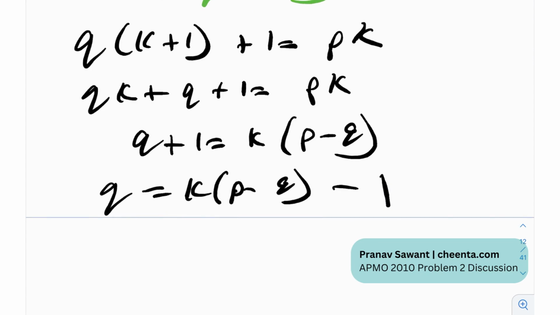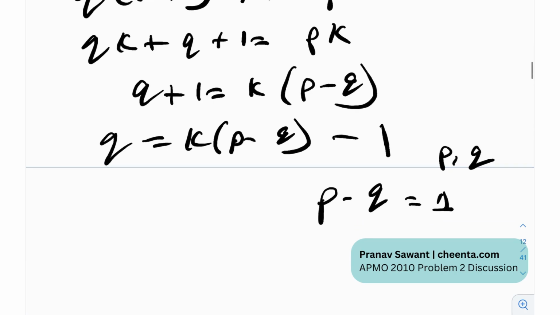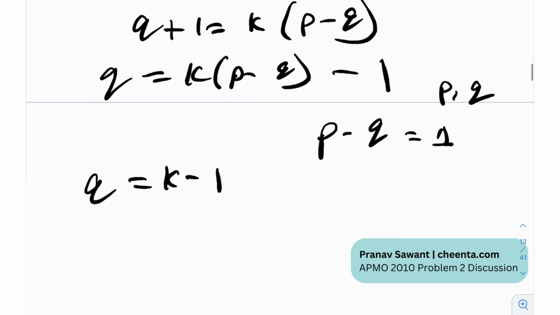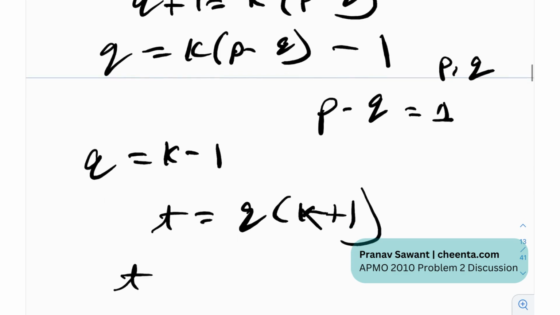So really q is something times k minus 1. Now, p and q are variables that have been introduced by us. They are kind of intermediaries in the solution, if you want to put it that way, so you can really fiddle around with them a little bit. I'm going to take p minus q to be equal to 1. And when I take that, I get q is equal to k minus 1. And what was t? t was q times (k plus 1). So t essentially becomes k squared minus 1.